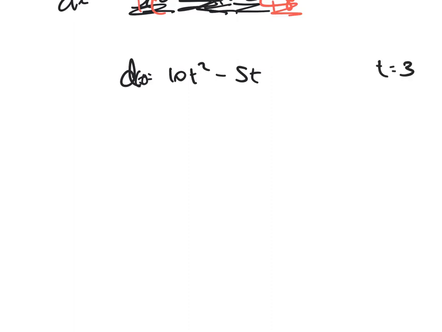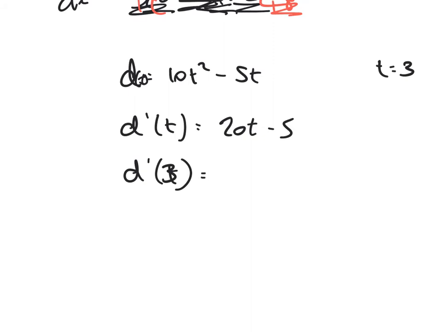Okay, so speed being the rate of change of distance. So differentiate, and that will give me 20t minus 5. I'm then going to sub in t equals 3 because we're interested in what's happening after 3 seconds. So that will be 20 times 3 minus 5. That's 60 take away 5. And that will be 55 metres per second.